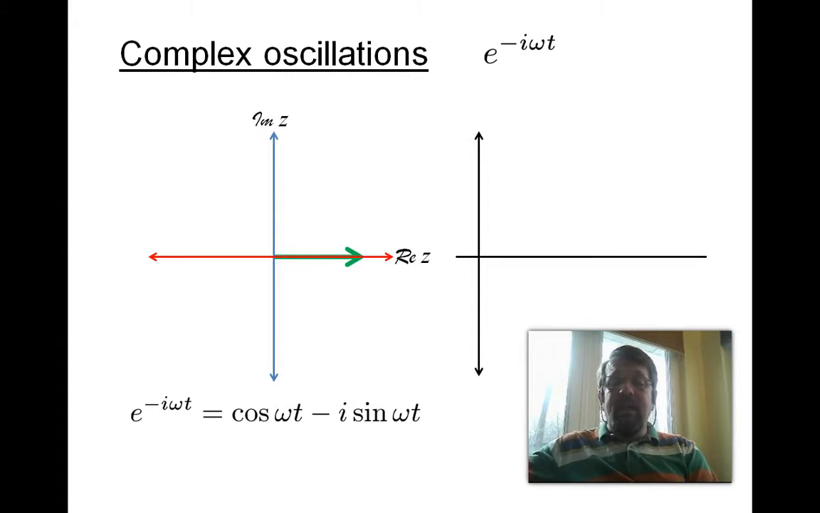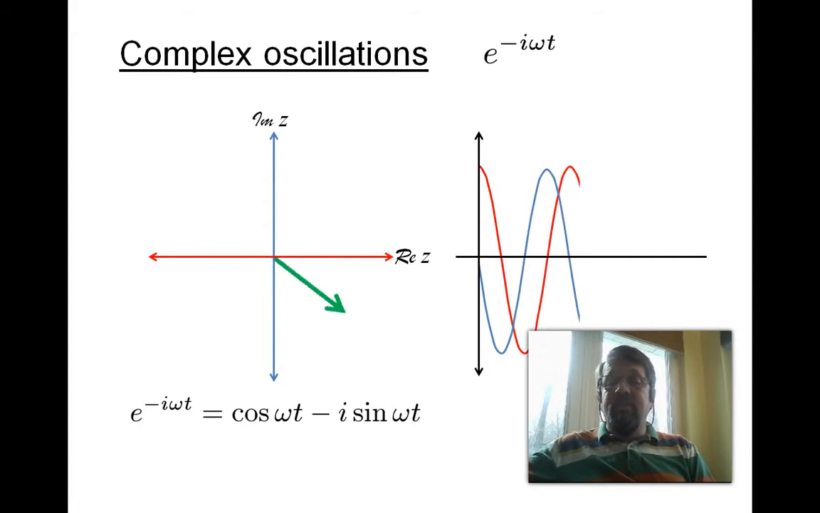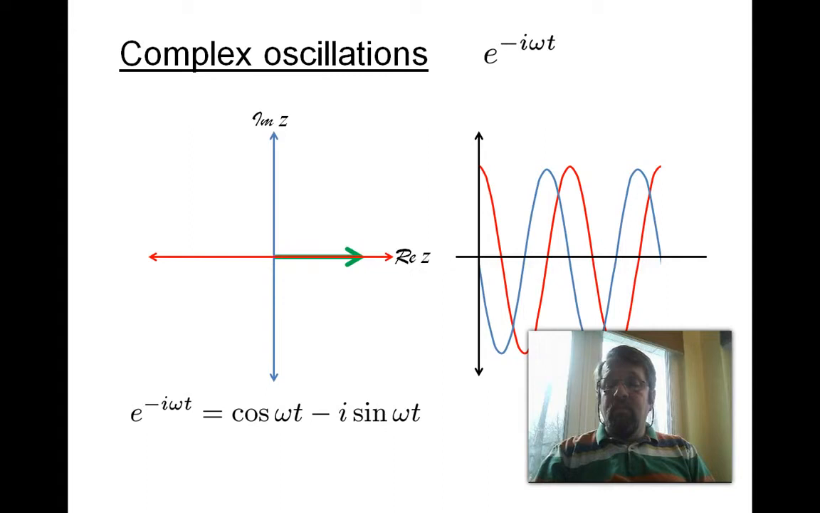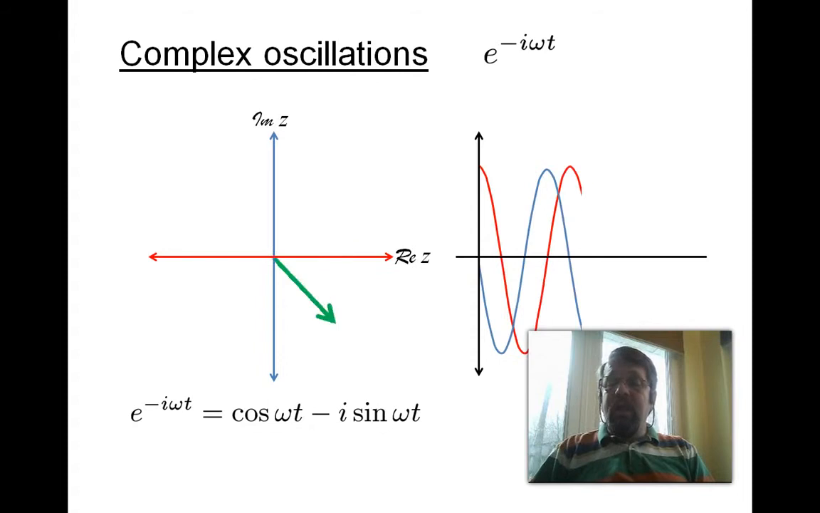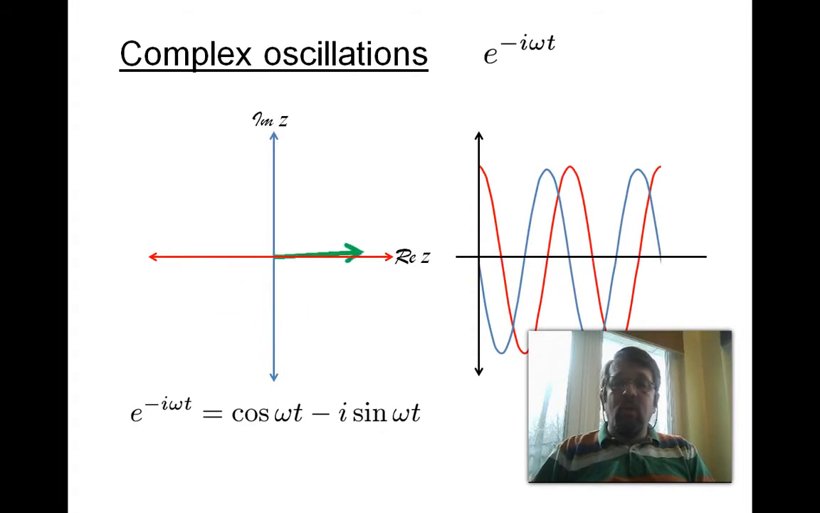So let's take a look at how that works out. We'll actually animate this in time. So we start out at time equal to 0 with e to the minus i omega times 0 being 1. And then that's all on the real axis. And then as time passes, the quantity rotates clockwise. And so on the left-hand side, we have what it looks like in the complex plane. On the right-hand side, we're tracing out both the real part and the imaginary part. The real part is red, and the imaginary part is blue.